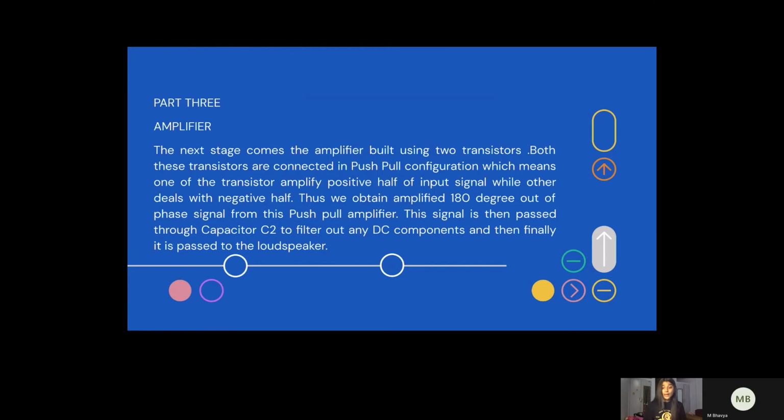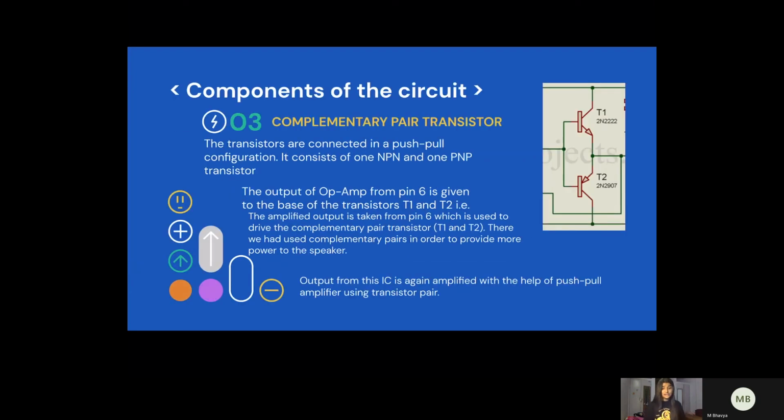We saw that from the op-amp, which is the preamplifier stage, we also got an inverting signal. Here, the signal was again inverted, and hence the original signal and the final signal obtained after these 2 stages are in phase with each other. The signal is then passed through the capacitor C2 to filter out any DC components again, and finally passed through the loudspeaker.